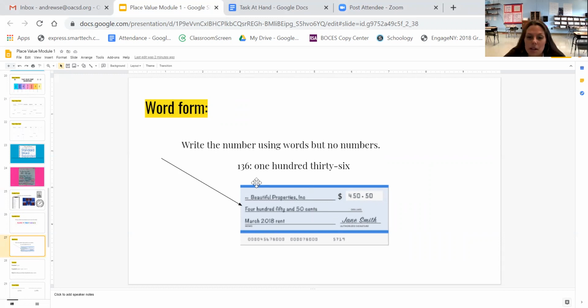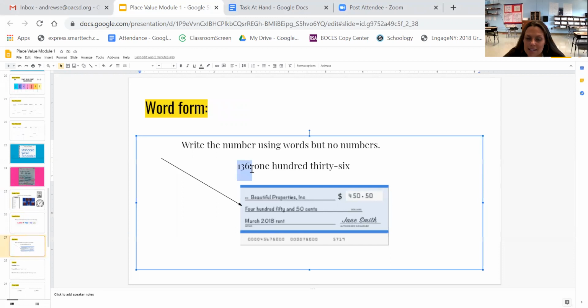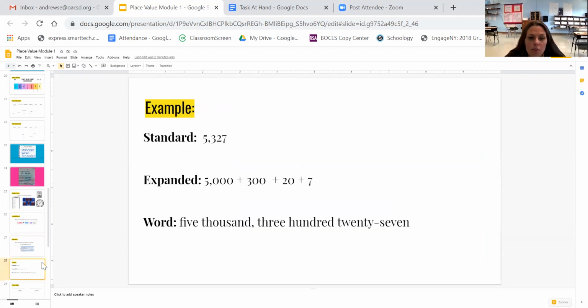So for example, the number 136, this is in standard form, word form, 136. Just as you hear it is how you write it. Okay, so our three forms, I want you to say it with me. Standard, expanded, word. Standard, expanded, word.